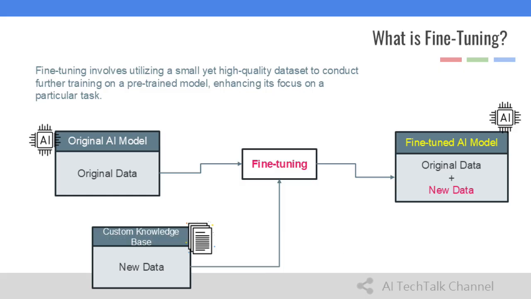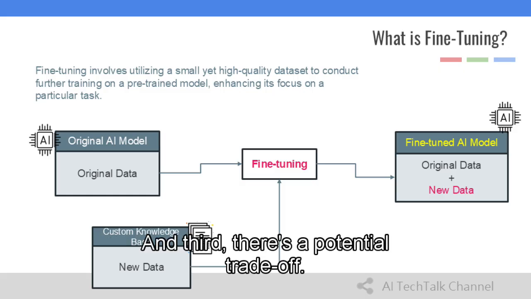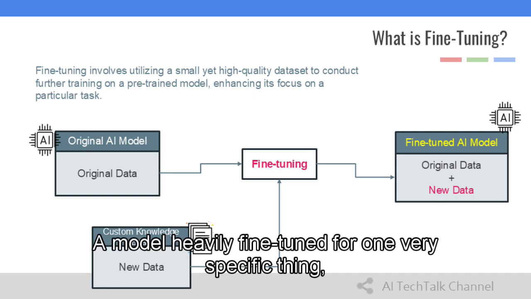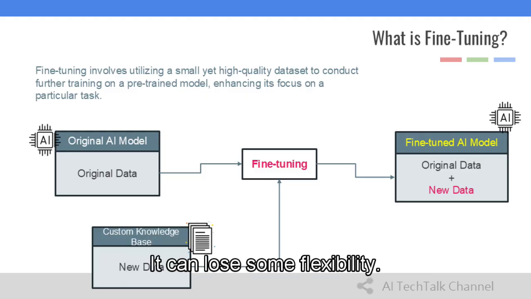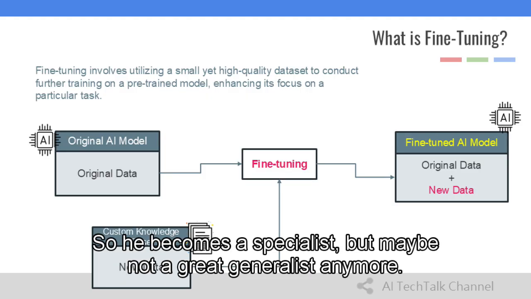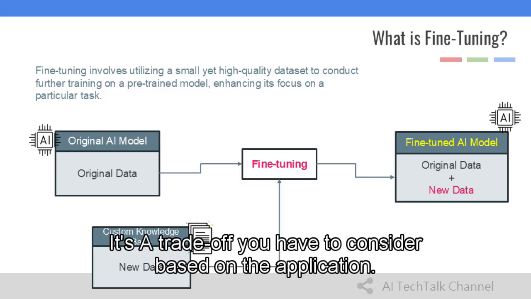And third, there's a potential trade-off. A model heavily fine-tuned for one very specific thing might actually become less good at general conversation or tasks outside its specialty. It can lose some flexibility. So it becomes a specialist, but maybe not a great generalist anymore. Kind of, yeah. It's a trade-off you have to consider based on the application.